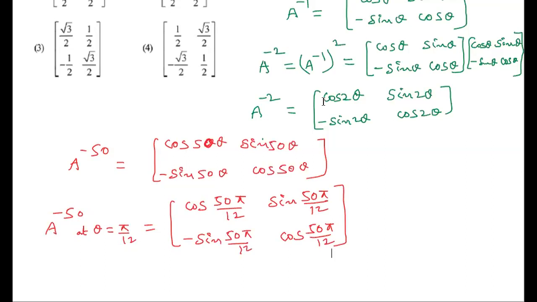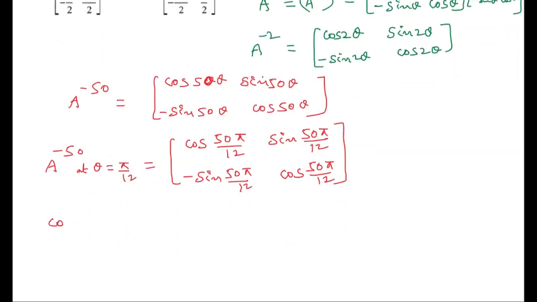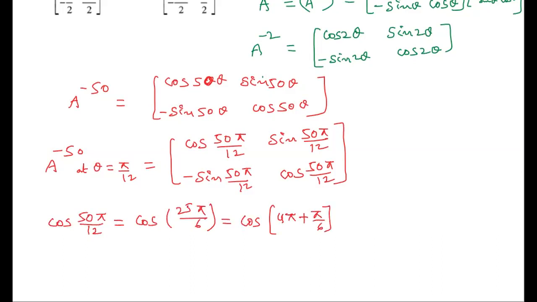Now, what is cos 50 pi by 12? Do the calculation, we get 25 pi by 6. We can write cos of 4 pi plus pi by 6. 4 pi means 2 into 360, 2 revolutions completed, that makes them 0. We get cos pi by 6. What is cos pi by 6? That is root 3 by 2.